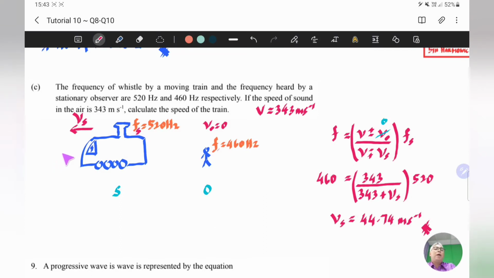So again, how do we know that the train is moving away? Because the frequency received is lesser than the frequency of the source.